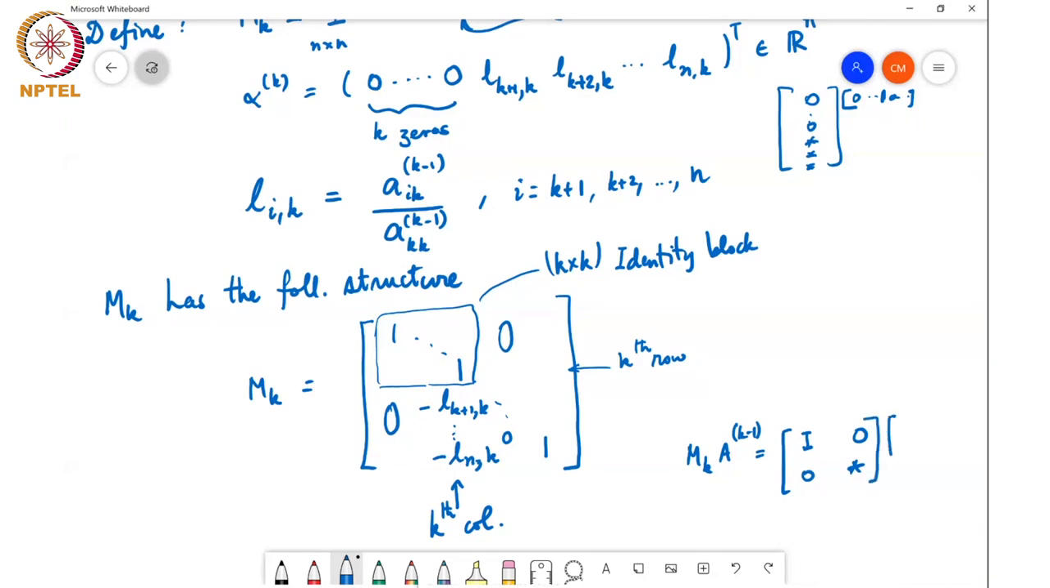And A^(k-1) has the structure A11^(k-1), A12^(k-1), then 0, and A22^(k-1). If you do this, you see that this identity multiplies A11^(k-1), so A11^(k-1) will get preserved, and the top right will have something because of A22^(k-1). The bottom-left part will get multiplied by 0, so these zeros remain unchanged. And the bottom-right part will get multiplied with this, and I'll get something. This is the part where I'll end up introducing zeros below the main diagonal.